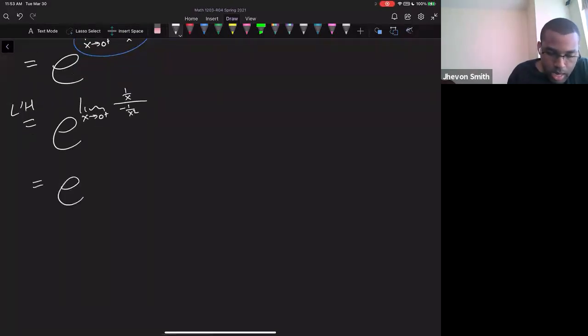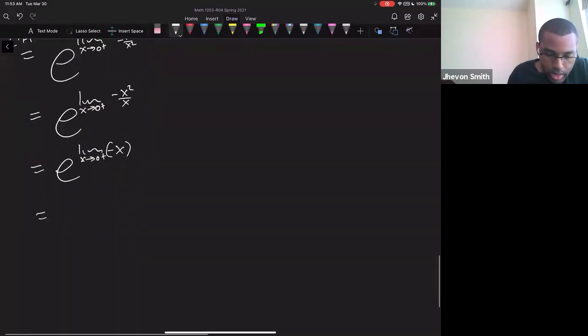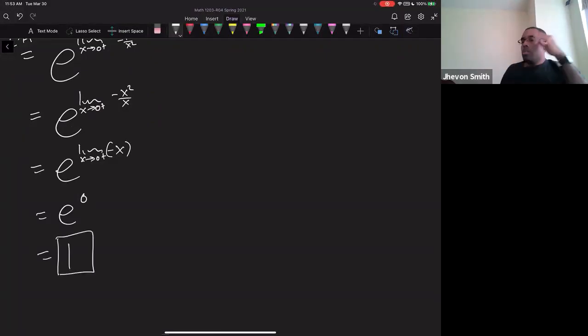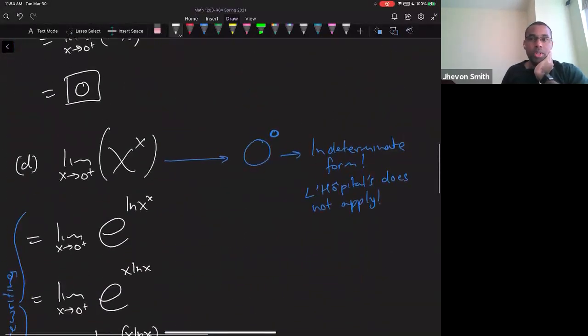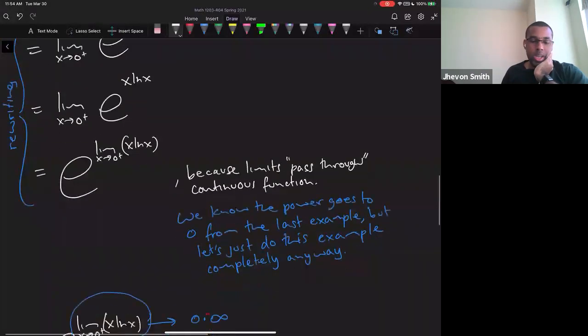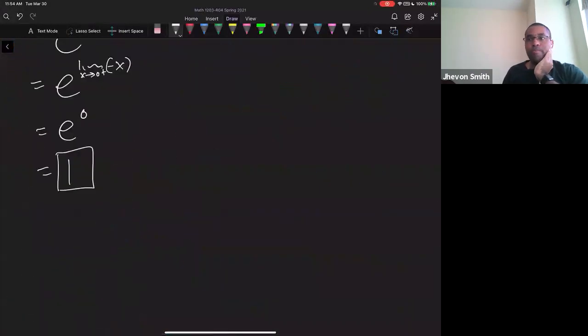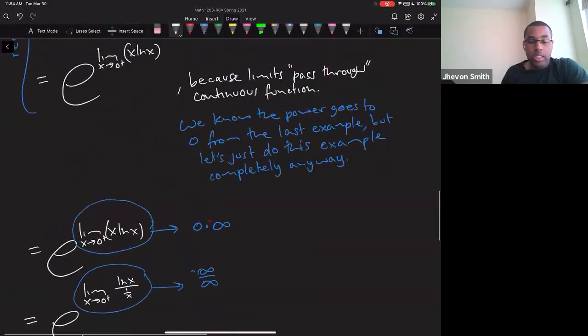And this is going to be e to the limit, keep change flip, minus x squared over x, or e to the limit as x approaches 0 of minus x. And so I get e to the 0, which is 1. So as we have x raised to the x approaching 0 from the right, we end up with 1 as the limit. But it was an indeterminate form.